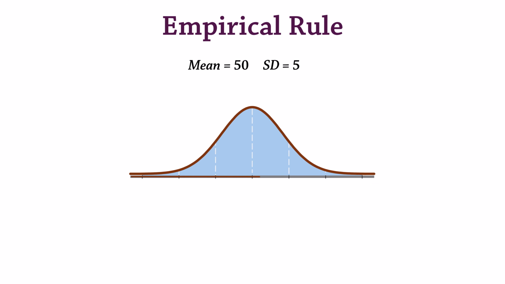On the horizontal line under the curve, the mean of 50 sits right here in the center. As we move above the mean in increments of the standard deviation, 5, we hit our markers at 55, 60, and 65. This represents 1, 2, and 3 standard deviations above the mean respectively. Doing the same on the left, we subtract 5 for each step, giving us 45, 40, and 35 for our 3 standard deviations below the mean.